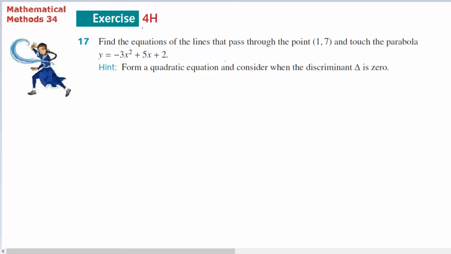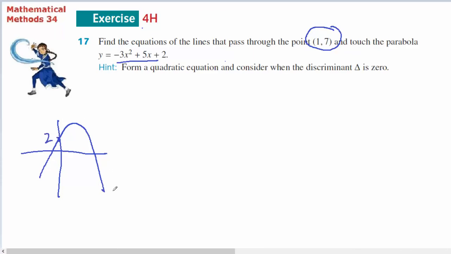This is for Year 12 Methods. It comes out of 4H, question number 17. Find the equation of the lines. So I've got this point here, goes through that point here, and it touches this parabola. So this parabola looks like something like this. It goes through at 2 and is upside down.